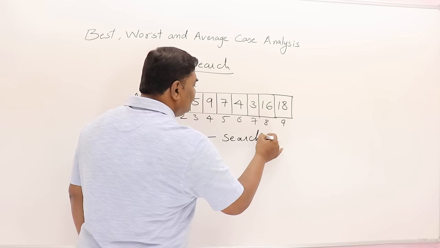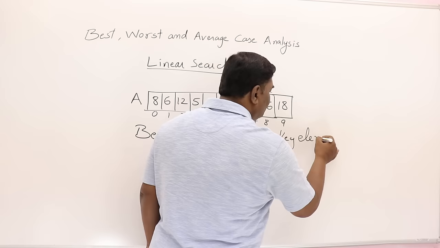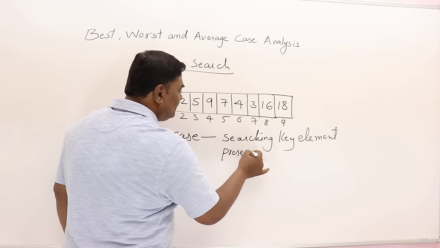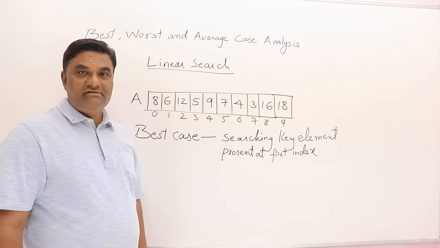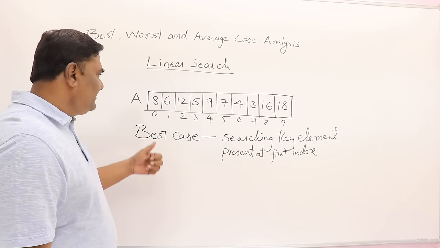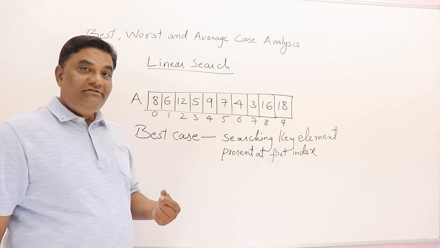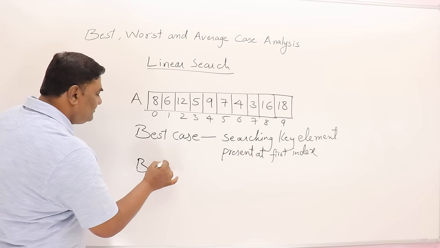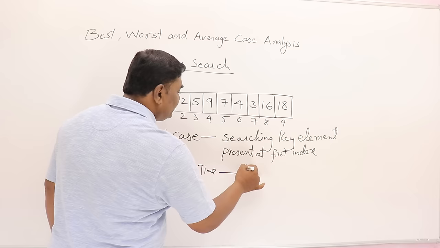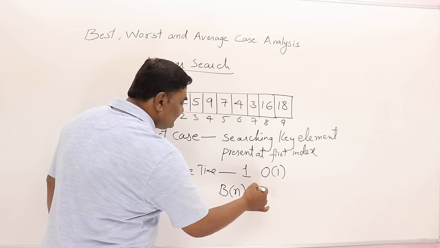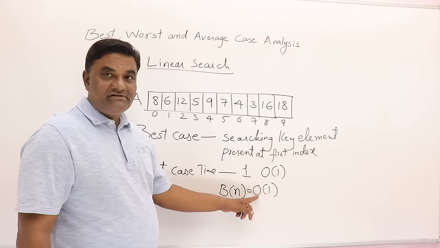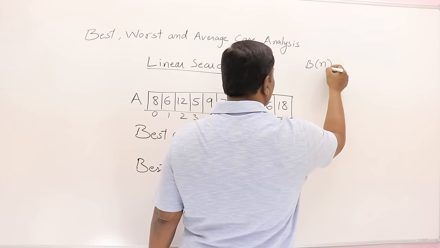Searching for a key element present at first index is best case. Then what time will it take if I am searching for the first key element? In my example, 8 is the first key element. If I am searching for 8, then it will take constant time. Best case time is constant. I can write it as order of 1. So best case time for n elements is order of 1. Here I write B of n is order of 1.